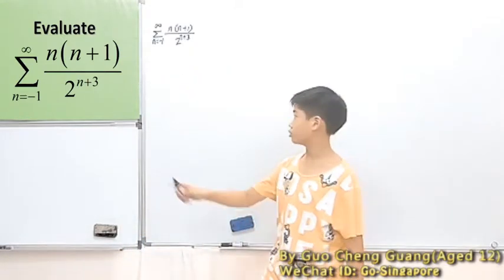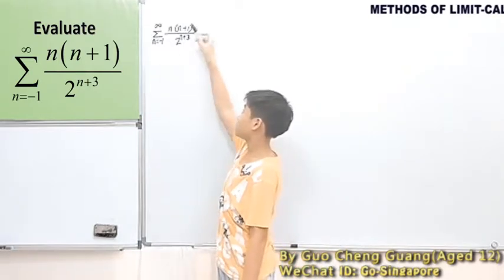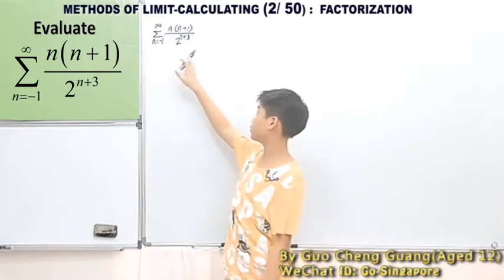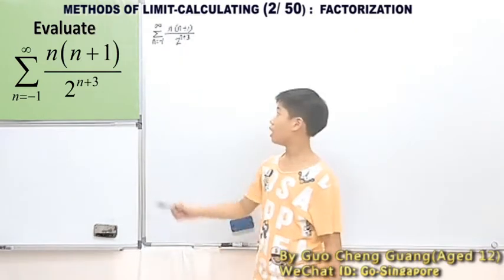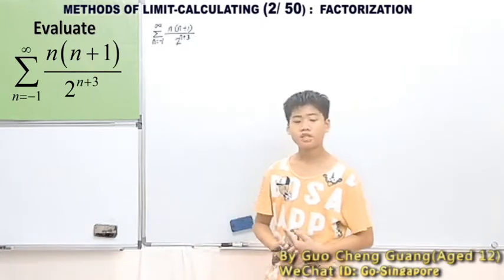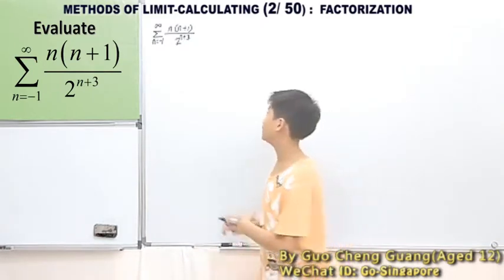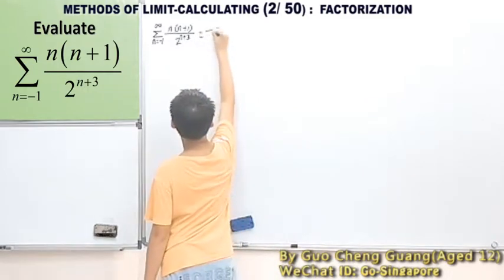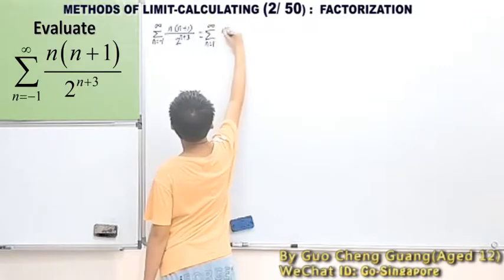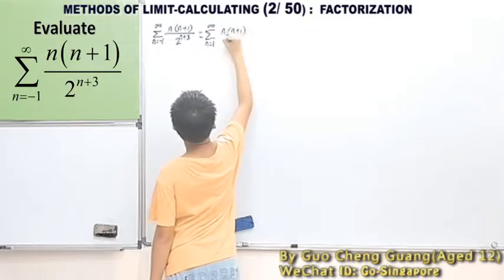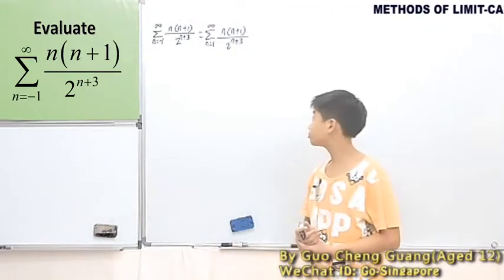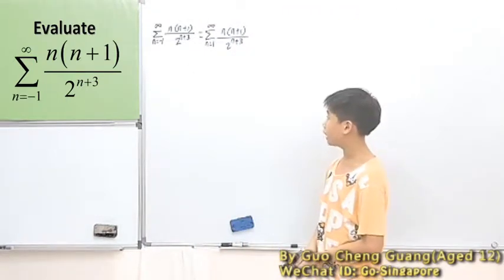Now you have to take note. When -1 is substituted inside, this part is a 0. So -1 is still a 0. But how about substituting 0 inside? Then n would become a 0. So that means it's actually starting from 1. Like this. So it's actually starting from 1.